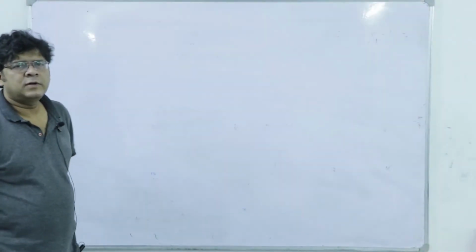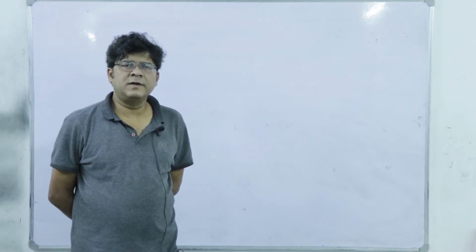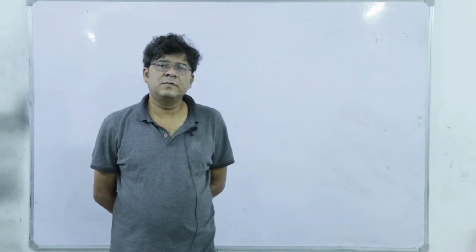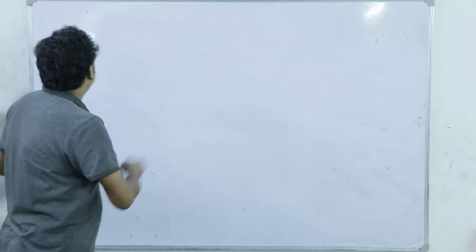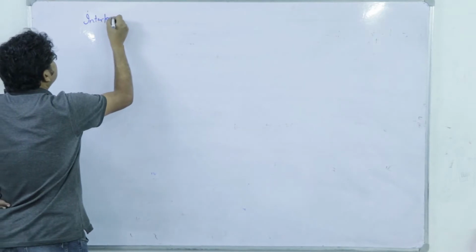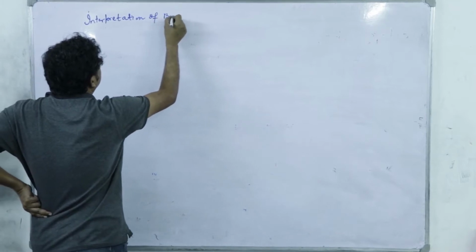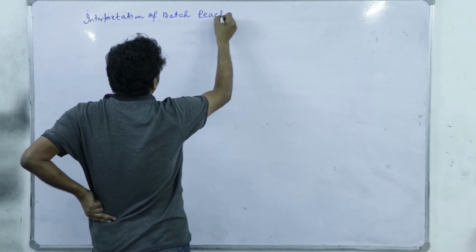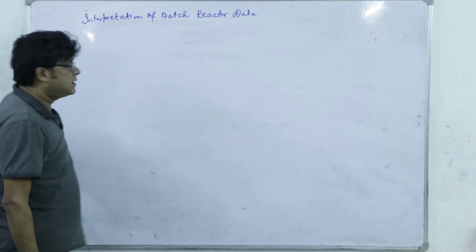So in this session we are going to discuss the interpretation of batch reactor data. That's basically we are trying to develop the rate expressions which are further to be used to design the different continuous reactors. So the chapter is interpretation of batch reactor data. Now, how to generate that data? Right.